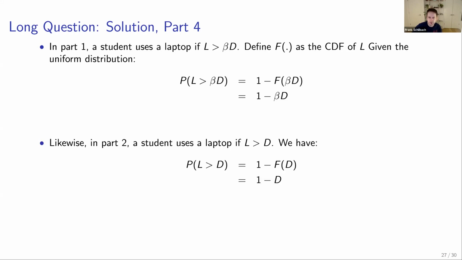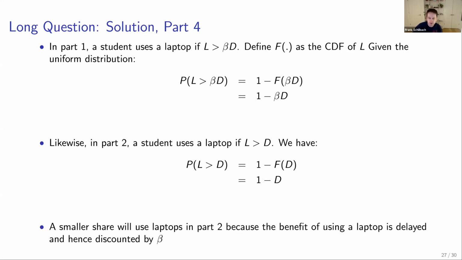Likewise, in part 2, a student uses a laptop if L is larger than D, so the probability of L being larger than D is 1 minus F of D, which is 1 minus D. So a smaller share uses the laptop in part 2 because the benefit of using a laptop is delayed and hence discounted by beta.